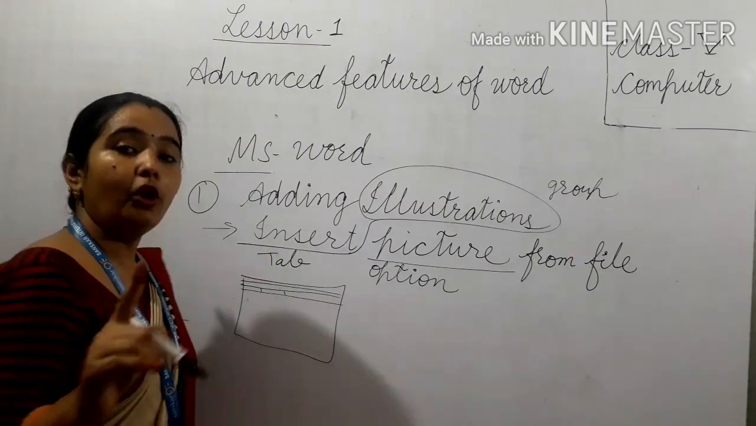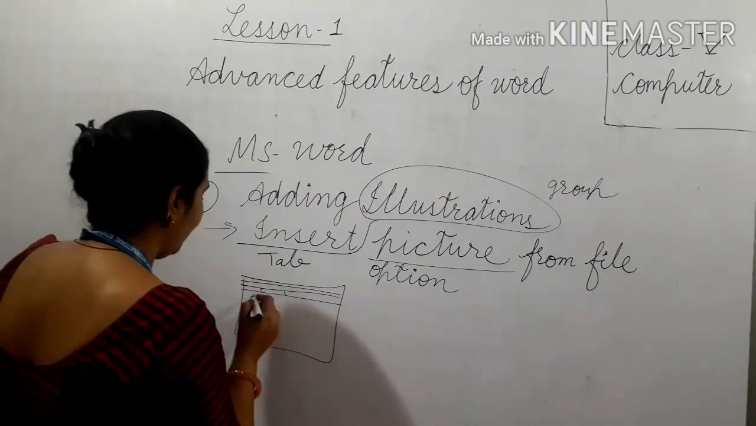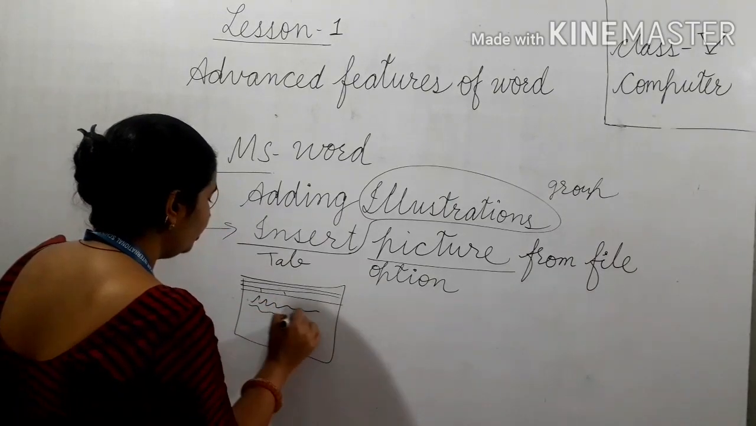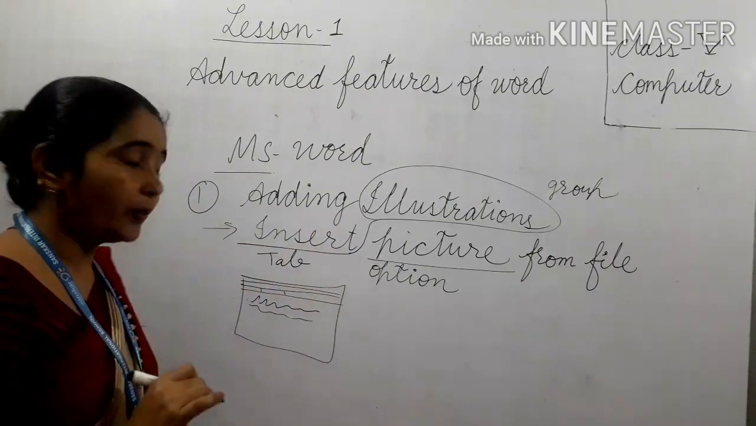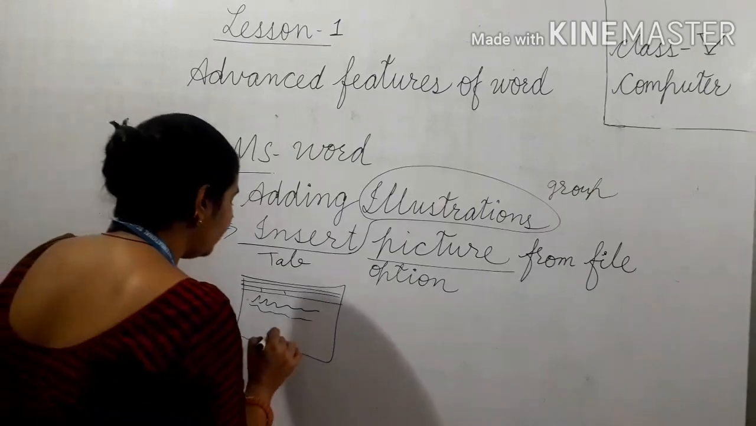So where do you want to add the picture? For example, I have written something here, 2-3 lines I have written over here. Now I want to add the picture here.